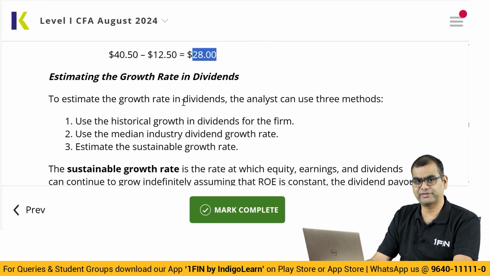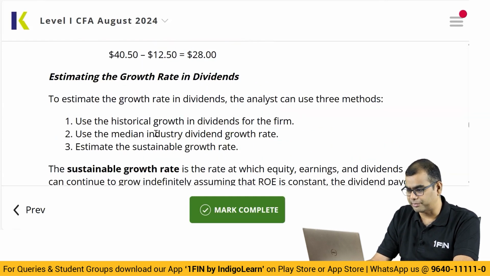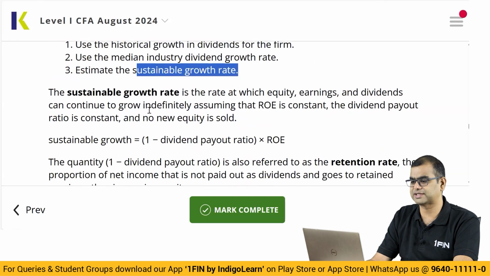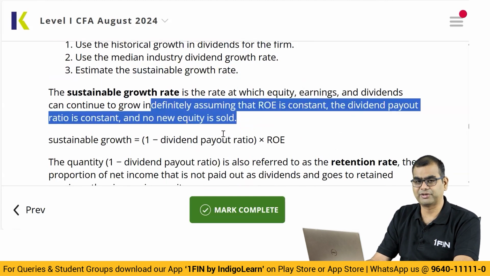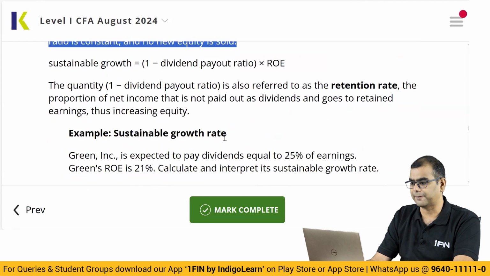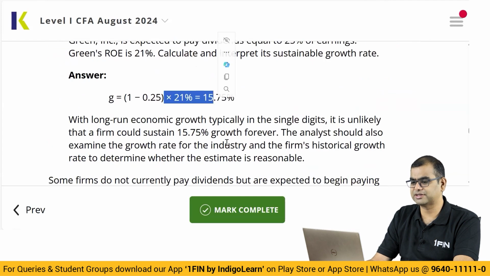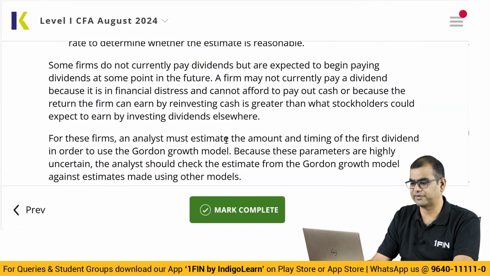How do you estimate the growth in dividends, which is what I was telling you? Use the historical growth in dividends for a firm, use the median industry growth rate, or estimate the sustainable growth rate. And I also told you the sustainable growth rate G is 1 minus dividend payout, which is the retention ratio, into ROE. Then what is G? We have computed this, and when we look at examples, we can figure this out.